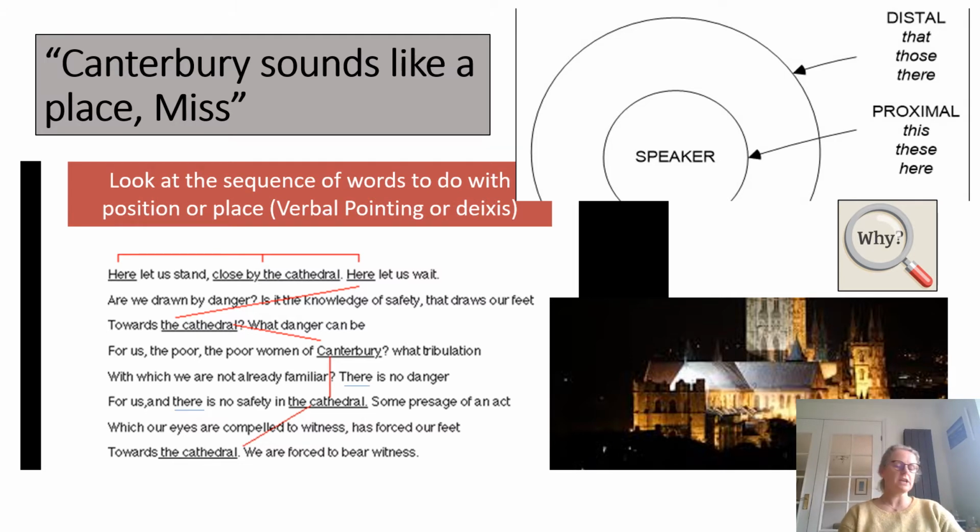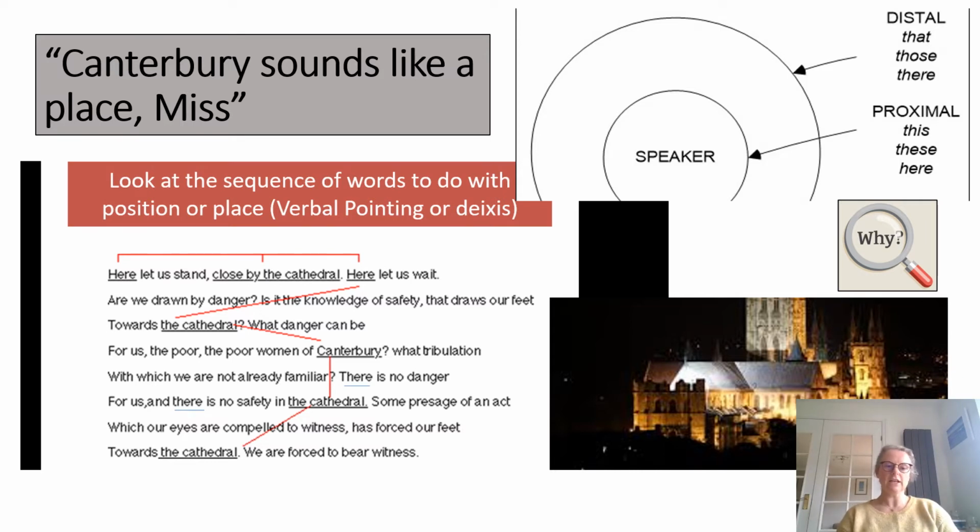So a student might say, oh Miss, Canterbury sounds a bit like a place. Well, yes, it is. Okay, so let's have a look then at the sense of place and any words or phrases that link to the sense of place. Anybody doing A-level may introduce this as deixis, and we have distal deixis and proximal deixis with the speaker at the deictic centre, or in the centre of the narrative. So here the centre of our narrative is the women, the poor women of Canterbury.